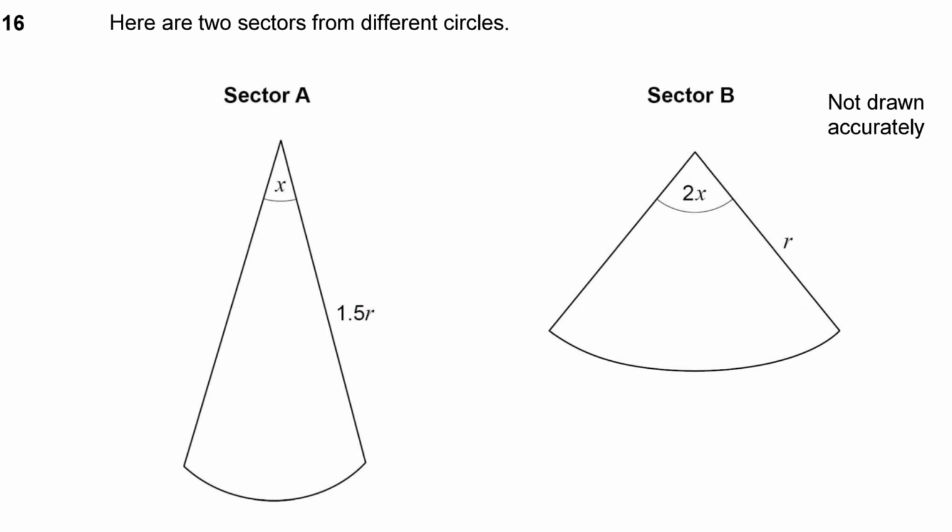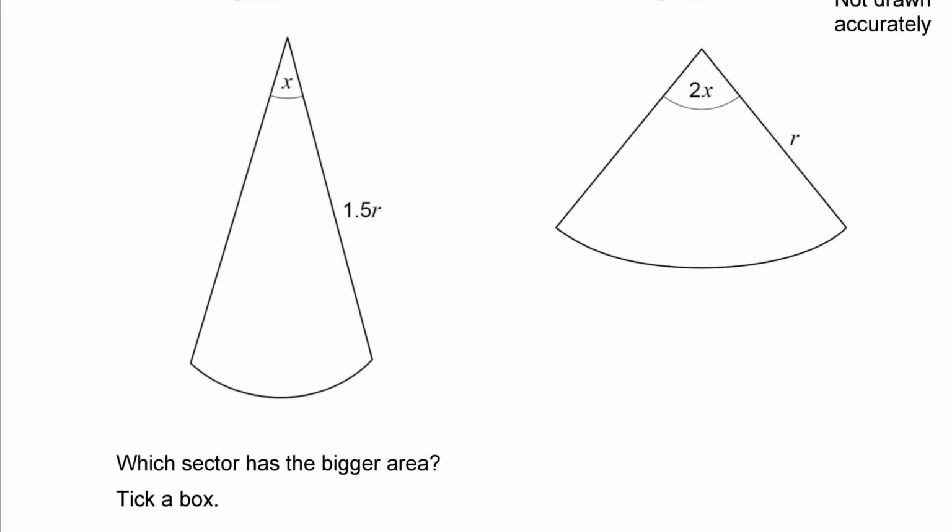Question 16. Here are 2 sectors from different circles. We've got sector A, which has got an angle of x and a radius of 1.5 r, and we've got sector B, which has an angle of 2x and a radius of r. And we need to find out which sector has the biggest area.